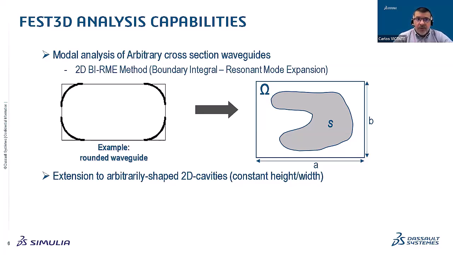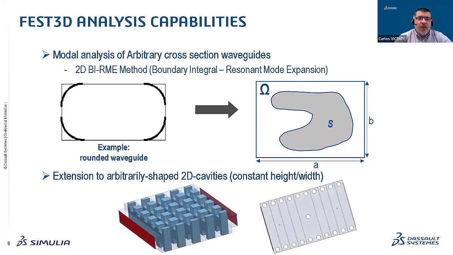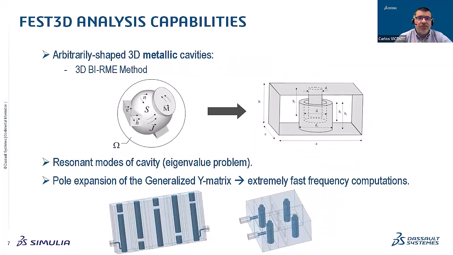We have extended that method not only for waveguides, but also to arbitrarily shaped 2D cavities, so that they are constant in height and or width, so that basically the variations are in the propagation direction. So just to illustrate this better, you can see two examples here: a waffle iron filter, which would be solved with the 2D Bermann method for waveguides, and a SIW filter, which would be solved with the 2D Bermann method for 2D cavities.